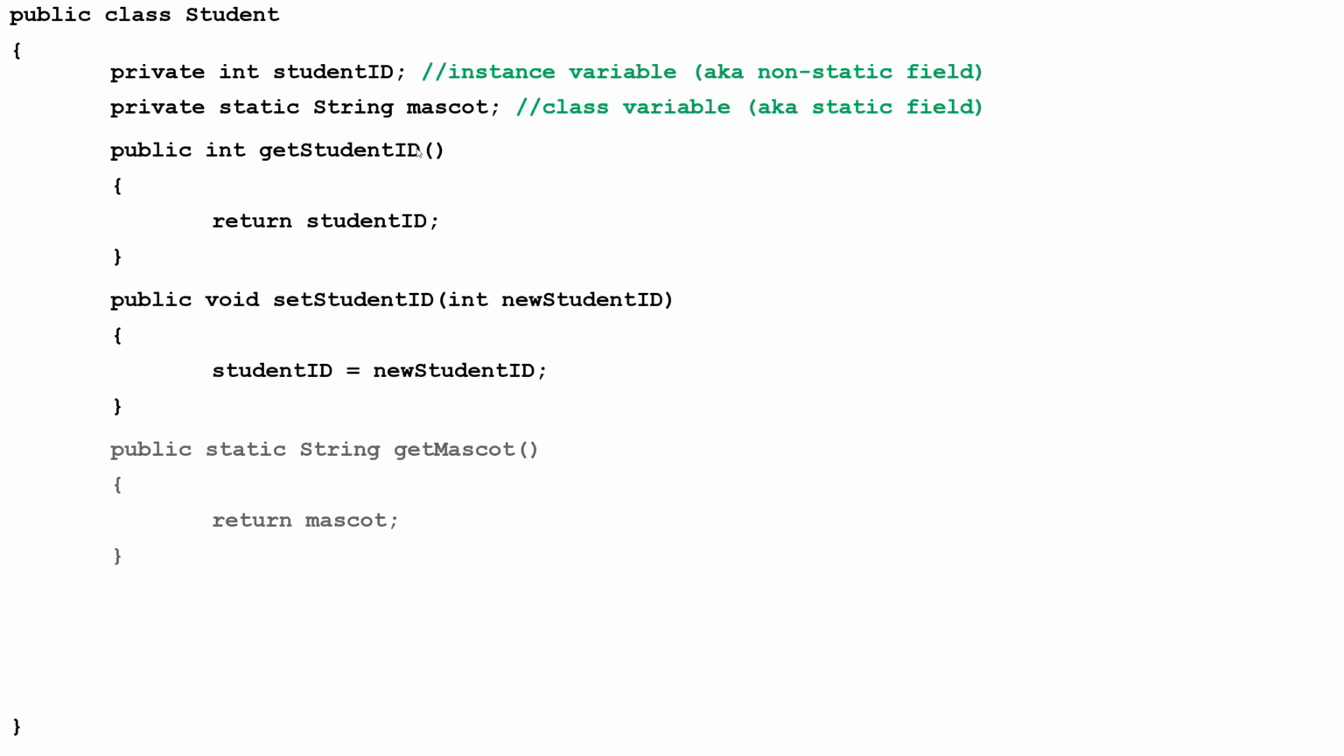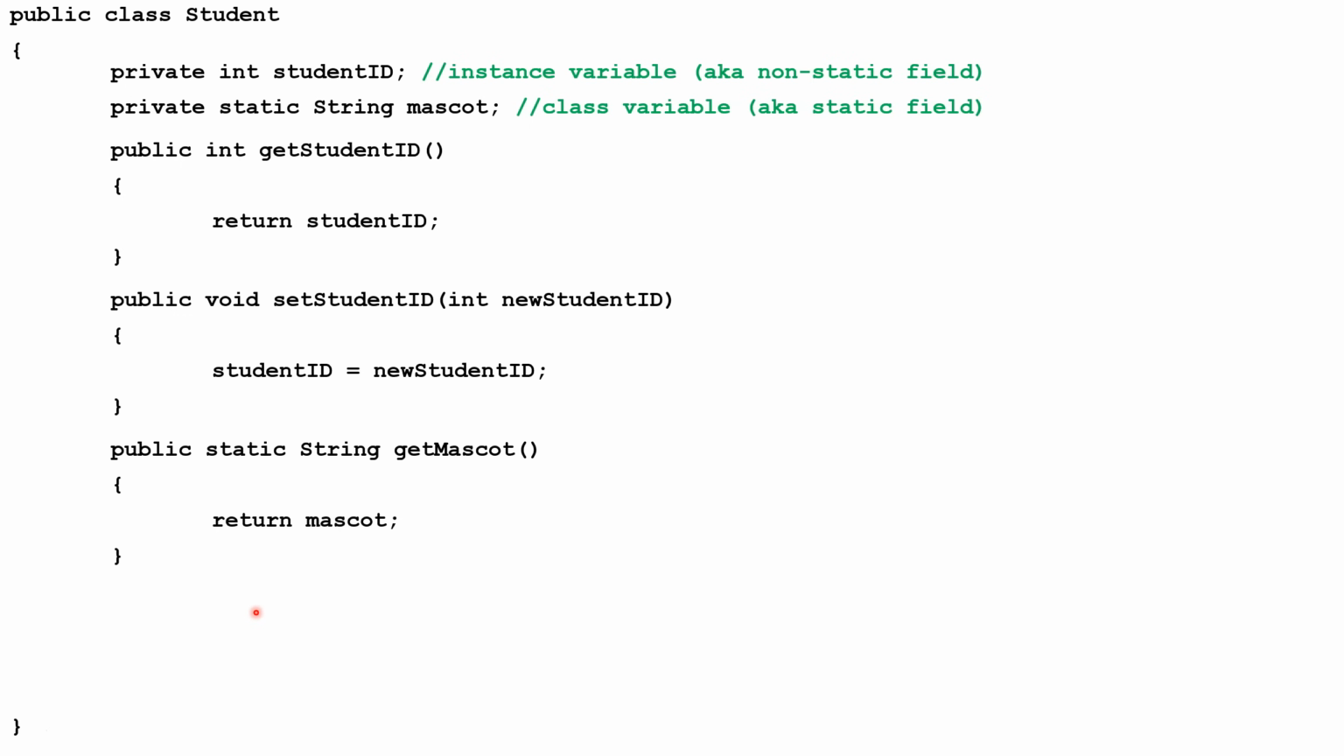Now let's make a getter for the mascot field. So mascot is a static field. So traditionally we make getters and setters for static fields static. We wouldn't have to, but it makes it a little easier to access. So we're going to again say public static. Mascot is a string, so we're returning a string, and we're saying get mascot. And all we do is say return the value of the mascot variable.